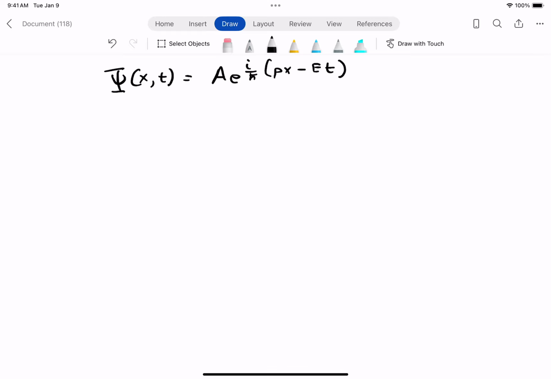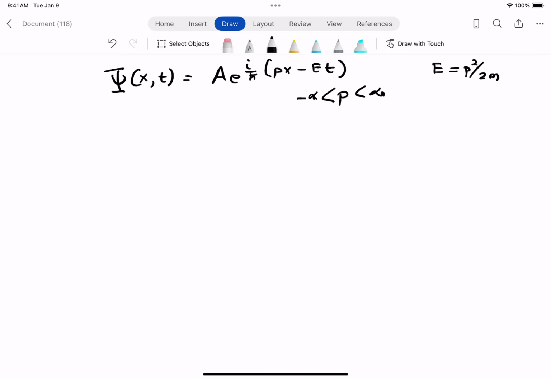Alright, so in class we solved the Schrodinger equation for a free particle using the separation of variables method, and we got this solution where E is equal to p squared divided by 2m, and p runs from minus infinity to plus infinity. And we showed that this solution has a few problems.